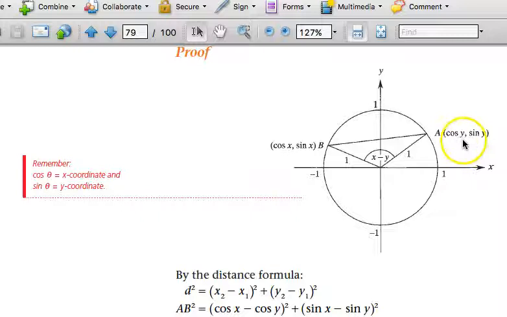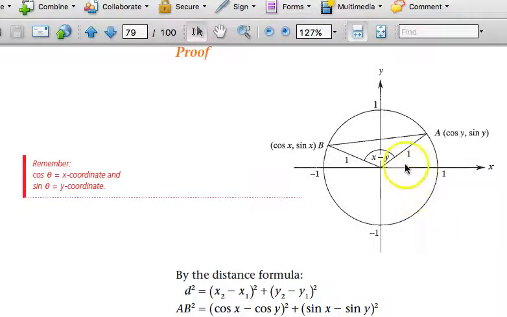Now, if A is the point, do you remember that this is the point x, y? But if this angle here, where my cursor is, is y, this point will be cos y, sine y, because you know x is cos theta, y is sine theta. If this angle, watch my cursor all the way around there, is angle x, this point here will be cos x, sine x, because remember, x is cos theta, y is sine theta are the general coordinates.